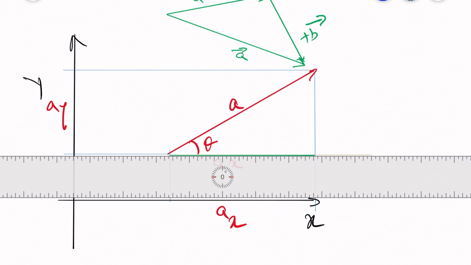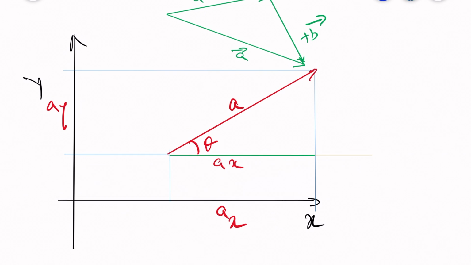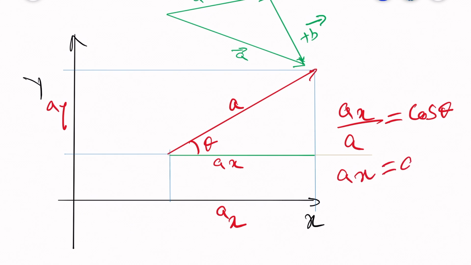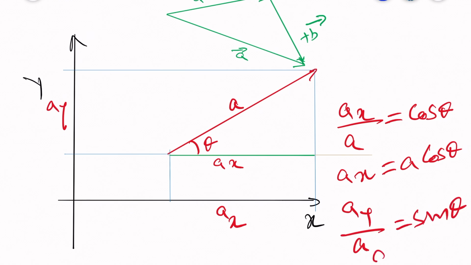This is also Ax. Now, from our trigonometry we know that base upon hypotenuse is cos theta. So, we can write Ax upon A is equal to cos theta. So, Ax is nothing but A cos theta. Similarly, we know perpendicular upon hypotenuse is sin theta. So, we can say Ay upon A is equal to sin theta. So, Ay is equal to A sin theta.